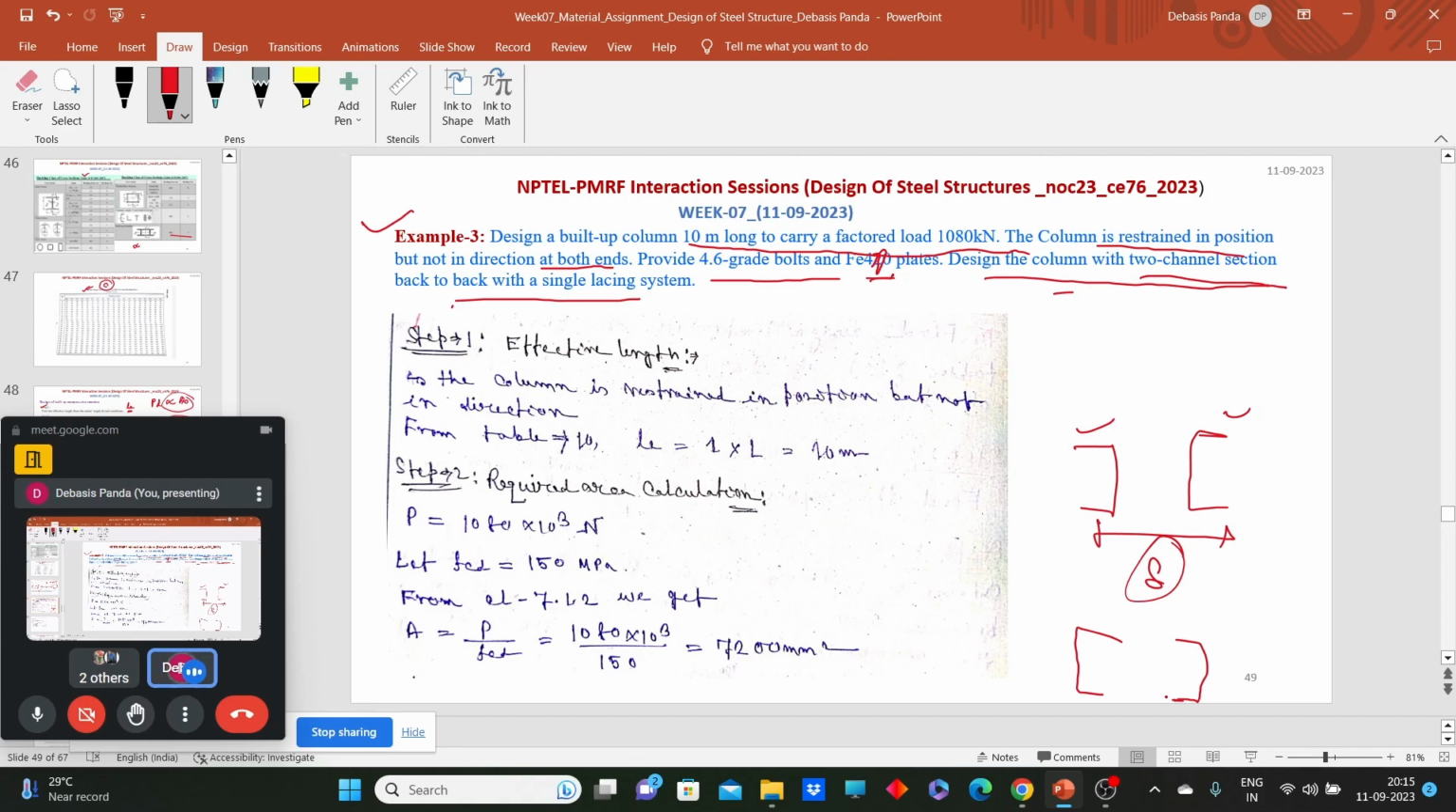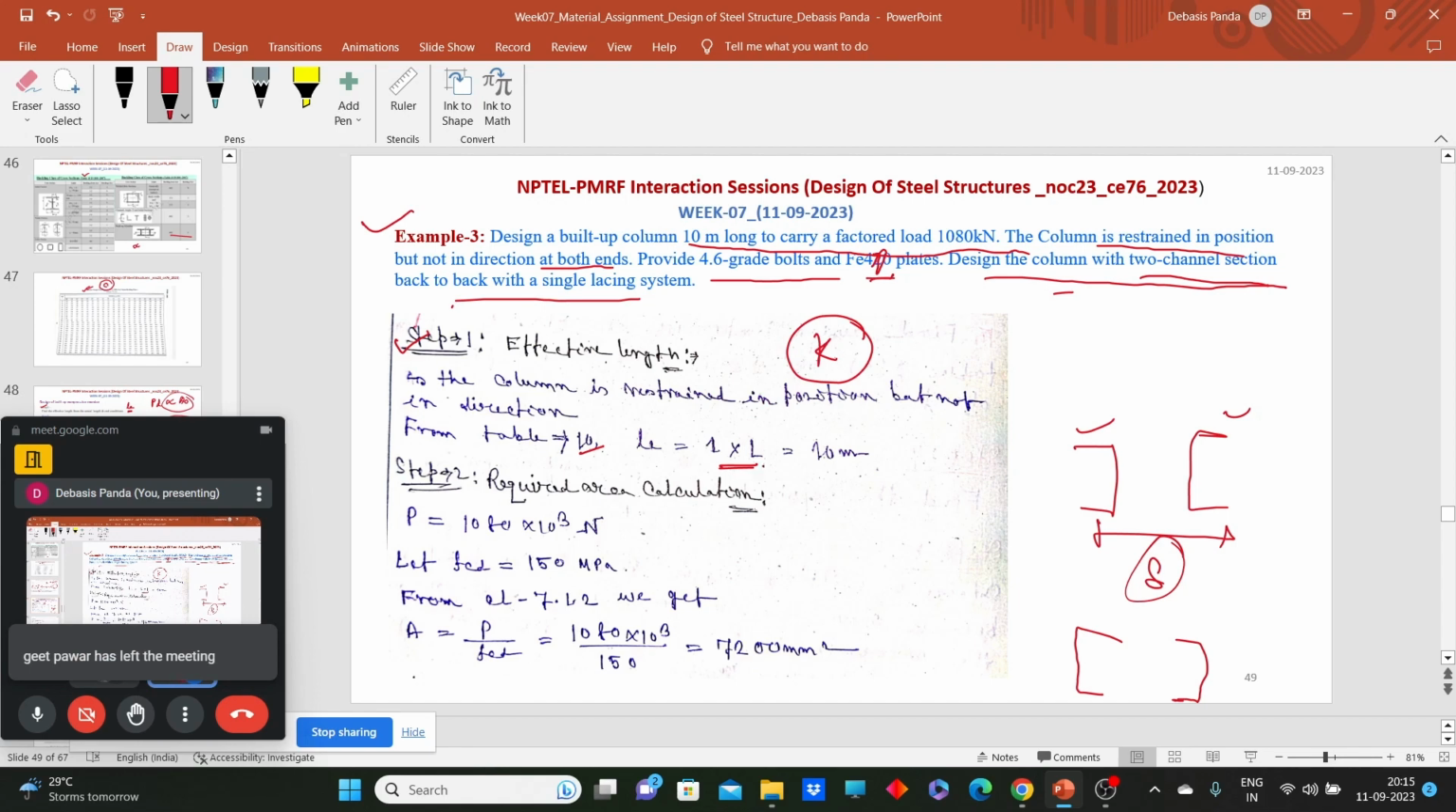Okay, so what should be the first step? Calculate the effective length. Here the end condition is hinge, so obviously the effective length will be 1 into L. Or if there is any other end condition, go to table number 10, look for the end condition, and subsequently choose the value of K for this particular end condition. Now we have the value of K.